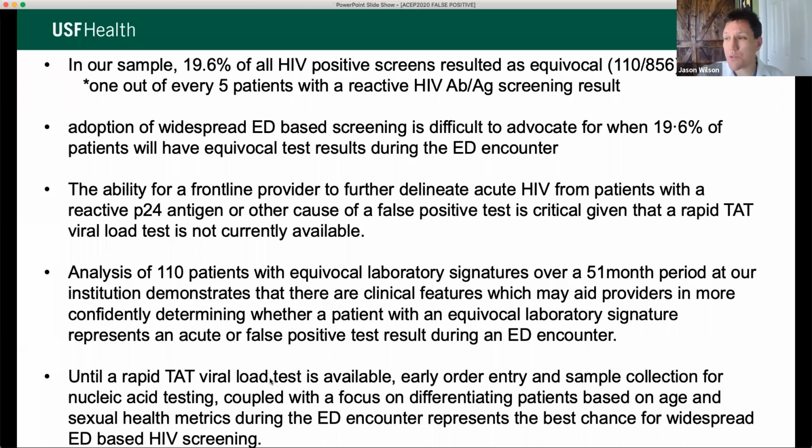So overall, we know now that 20% of the patients that we screen for HIV in the ED have an equivocal laboratory signature. It's 1 out of 5 of every positive patient or every reactive patient, making that very difficult for an ED doctor to have a conversation with the patient at bedside. Some clinical information can help us probabilistically guess whether that's going to be an acute positive or a false positive, because there's some reason that P24 antigen is popping up, but we need some more information, and what we probably need eventually is a rapid turnaround time RNA PCR test for those patients who have an indeterminate signature in the ED to get that information more quickly.